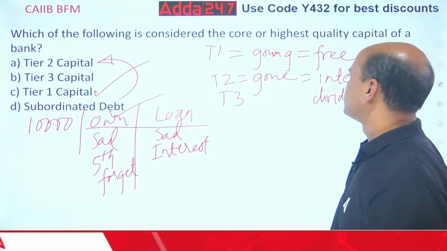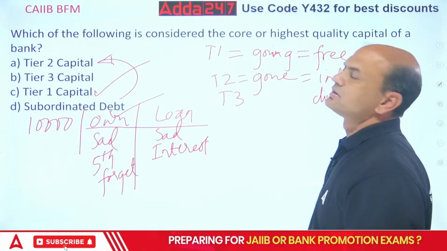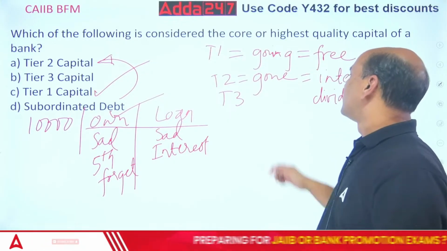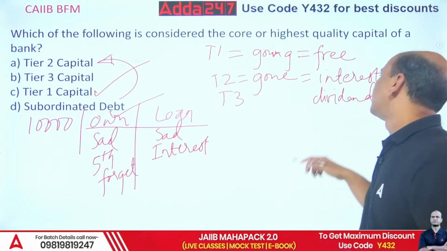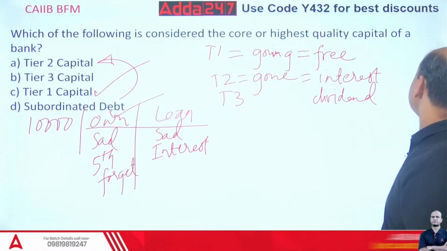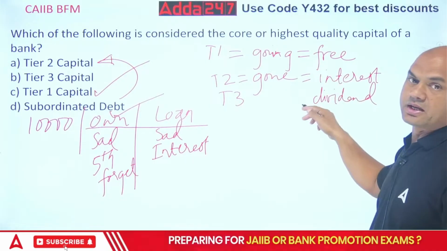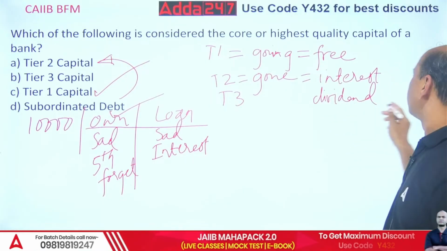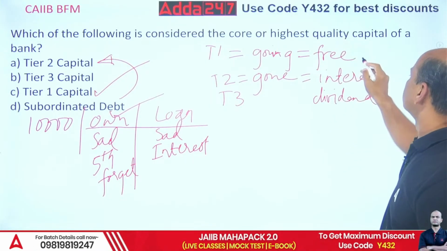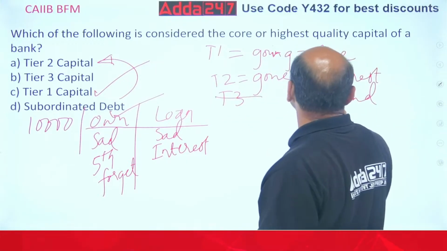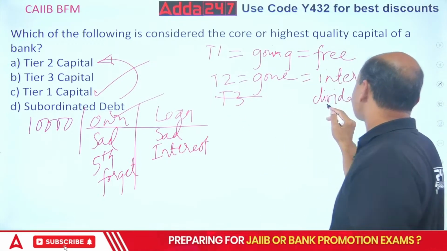See this, some explanation. Tier 1 is known as going concern, that is the free capital. Tier 2 is known as gone concern, that is interest is to be paid on this. Okay? And T3 is not there now. Earlier it was there, but now T3 is gone. So you strictly remember T3 is not there now. Okay?